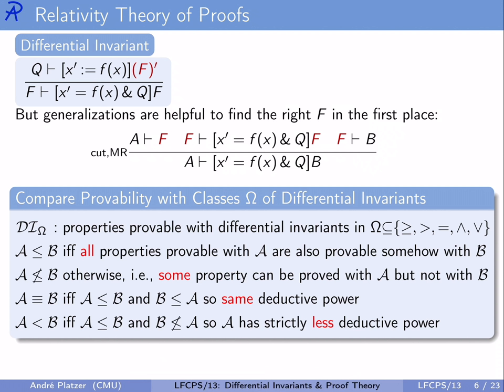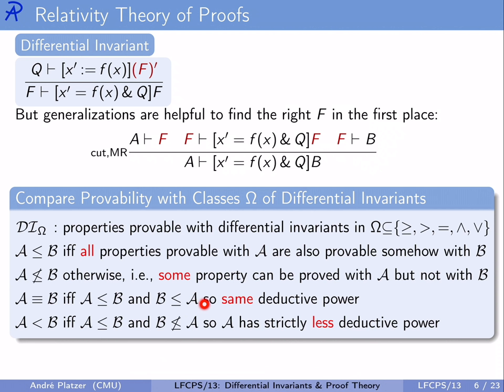And we will write A less or equal B for two of those classes of differential invariants if indeed all formulas that are provable with differential invariant proofs in A are also provable somehow, possibly in a different way, with proofs using differential invariants only from class B. And we write the opposite, A is not less or equal B, whenever that's not the case. So some property can only be proved using techniques in A and cannot be proved in any way using techniques in B. We will be writing A is equivalent to B if both inclusions hold.